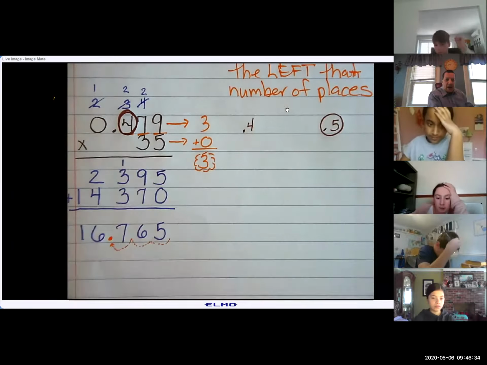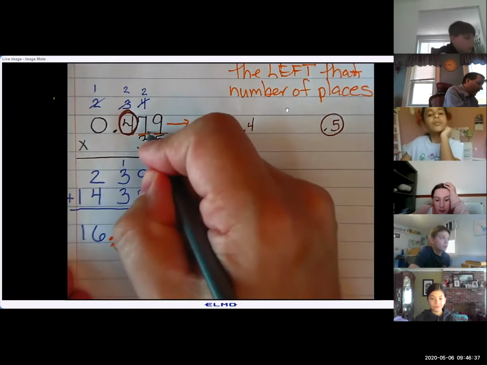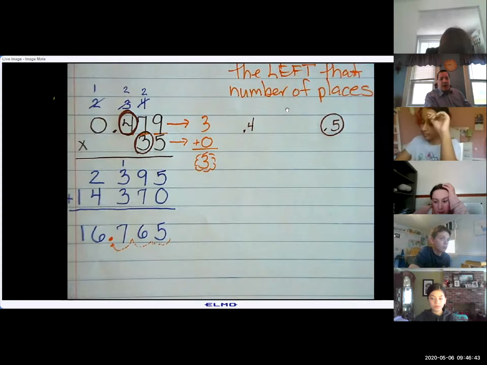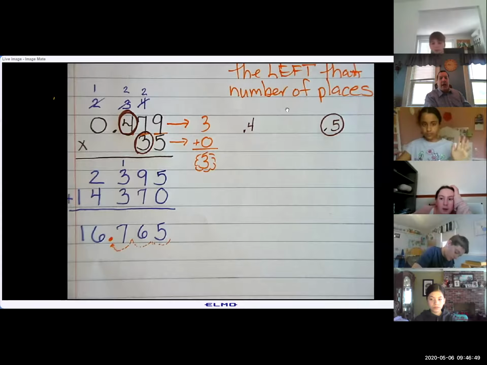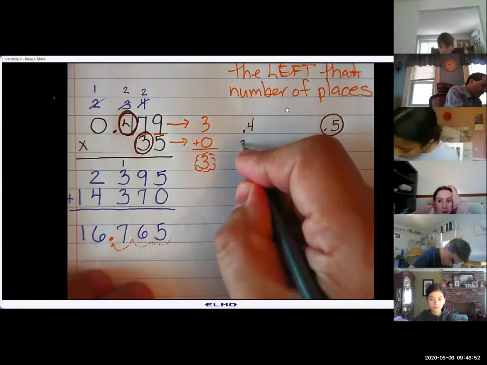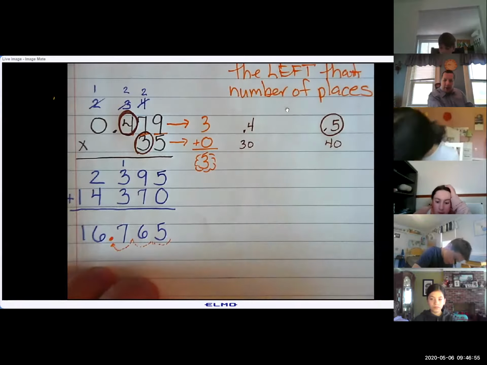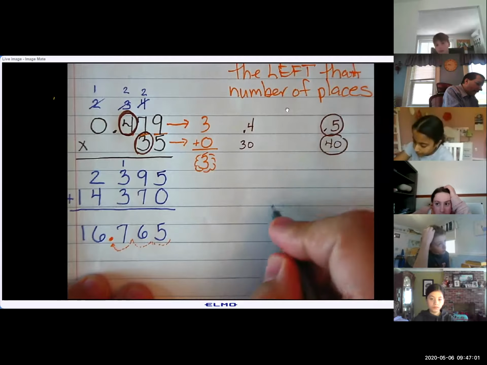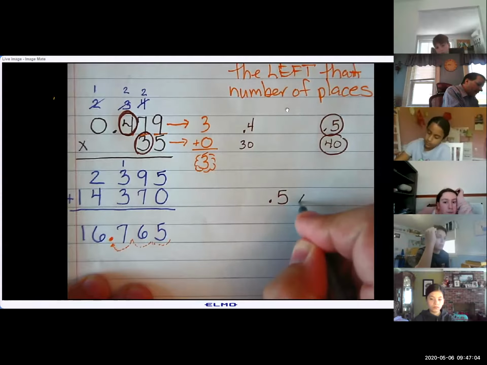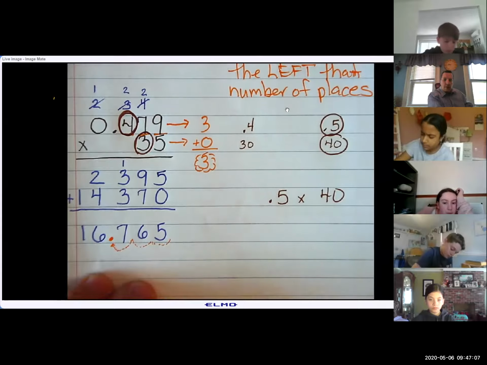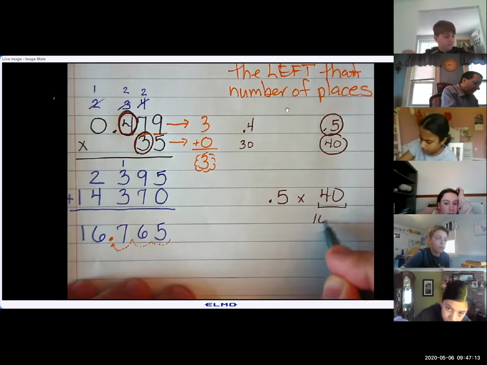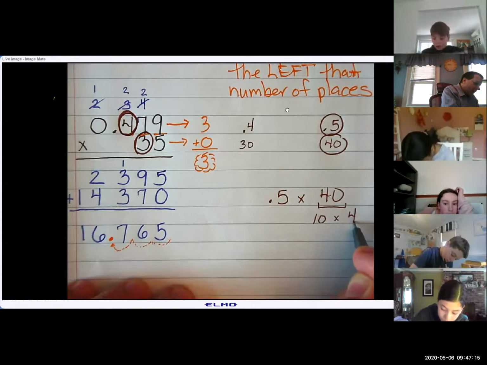This number 35, the greatest non-zero place value is this. That is 3 10s. If I skip count by 10s, what 2 10s is this number between? 30 and 40. Closer to 30 or closer to 40? 40. Now I need to multiply 5/10 times 40. How do we do that? We take our 40 and we turn it into 10 times 4.